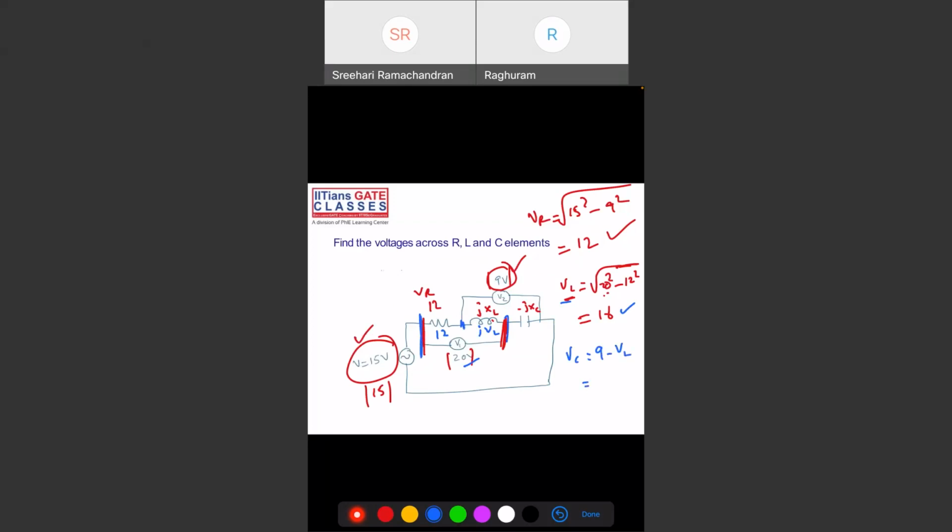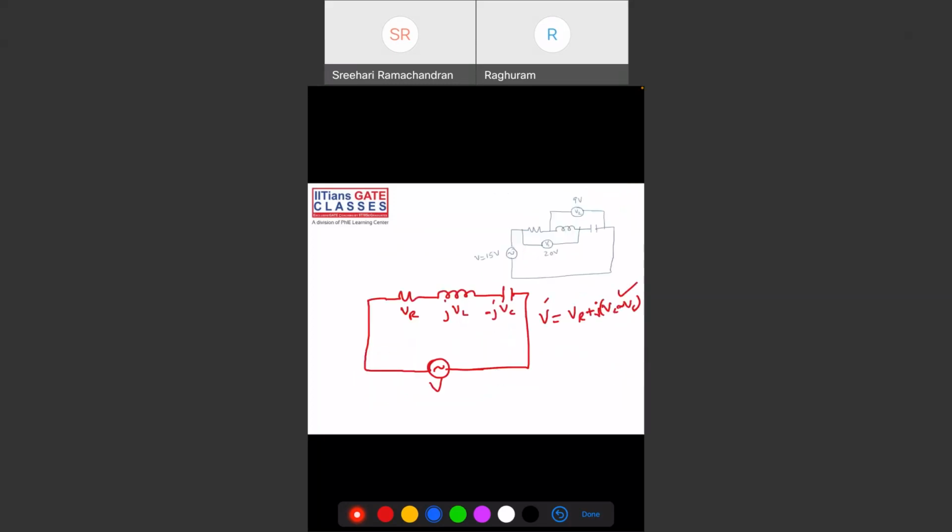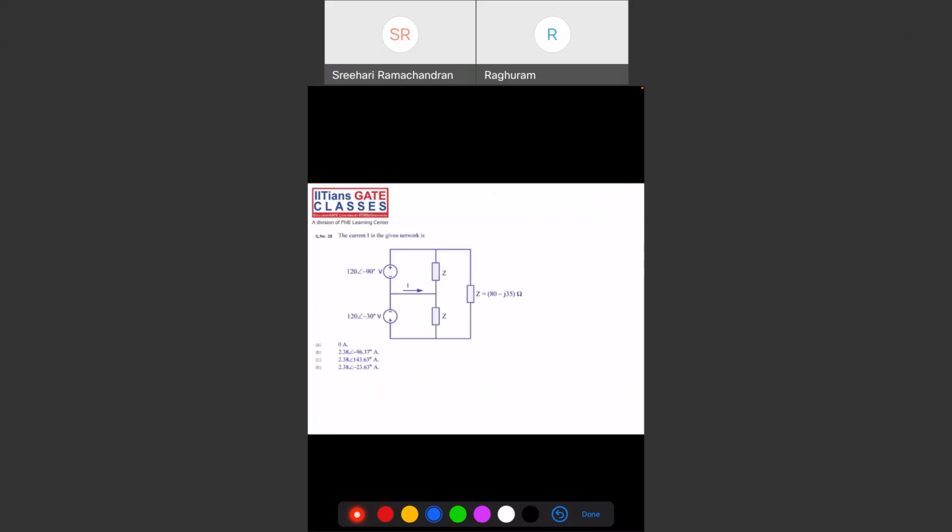This will be arithmetic, right? So 9 minus VL is 16. Sorry, 7 volts. Minus 7 volts rather. VC will be negative. You can try this. Take a screenshot and try to do this.